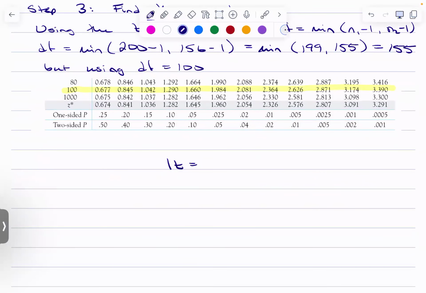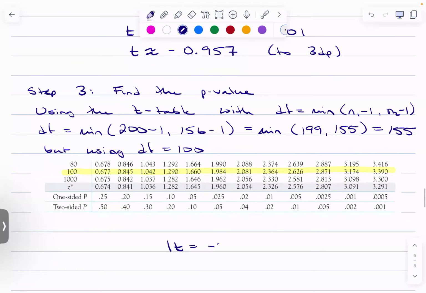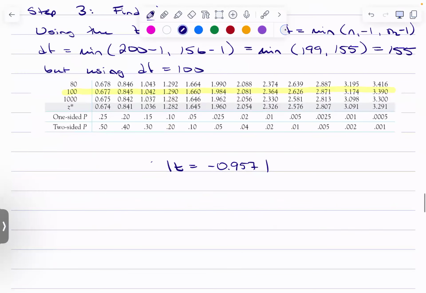Our calculated t, the absolute value of negative 0.957, is between 2 values. So if I try to place 0.957 somewhere here, I end up here. So 0.845 and 1.042.